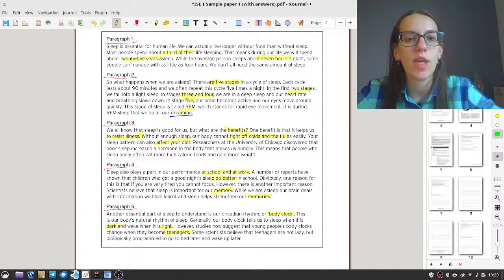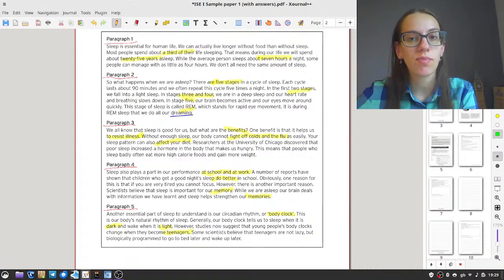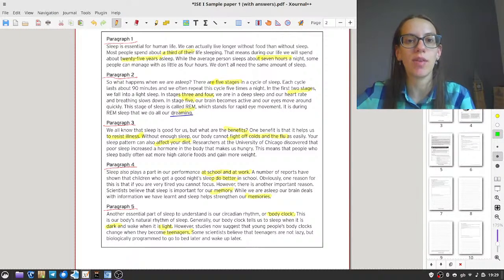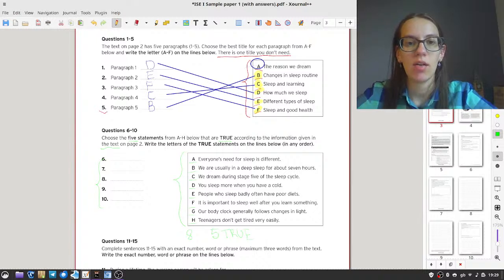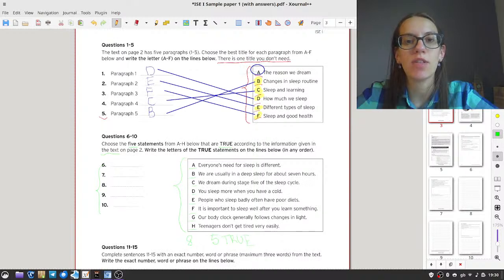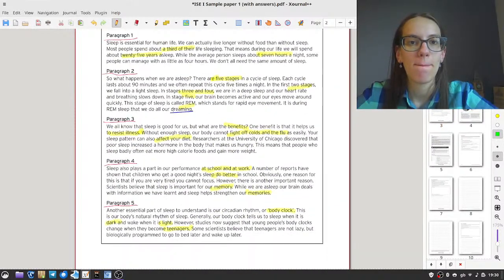Where can we find this information? It's the same paragraphs, yeah, for all of the questions on that page. We use the same 5 paragraphs. So we've already read them. We already have an idea what they are about. So now we need to just look through them again and choose if the statements are true or false. So one more time, the first statement is everyone's need for sleep is different. So where can we find this information, first of all?